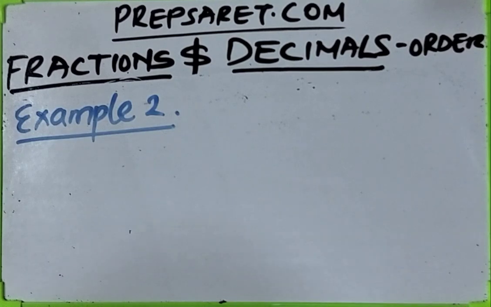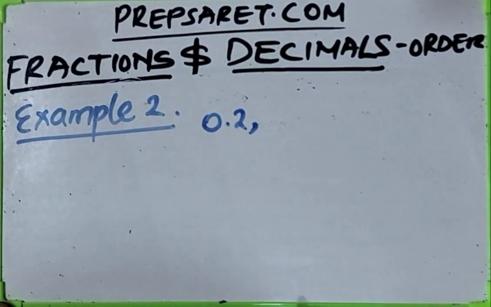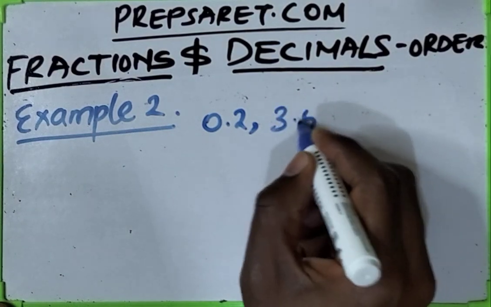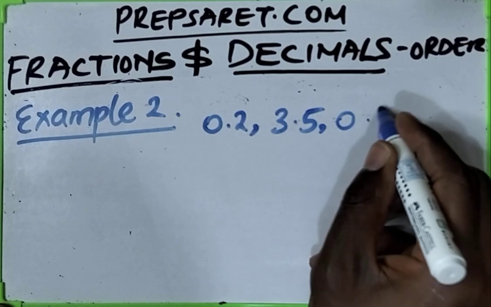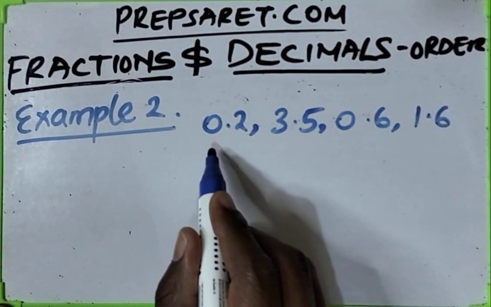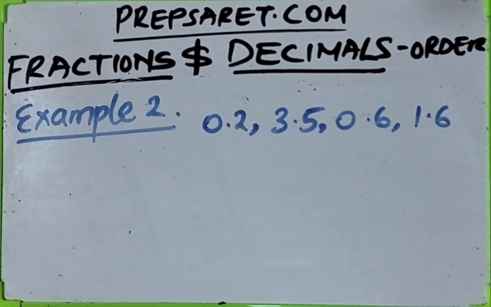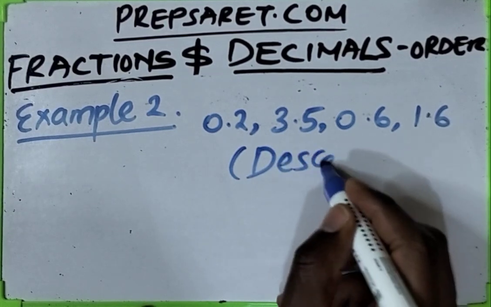In our second example, we are going to write decimals. We are going to do a question on decimals. So we shall have 0.2, 3.5, then we have 0.6, and finally 1.6. These are decimals only, and the question is: arrange in descending order.